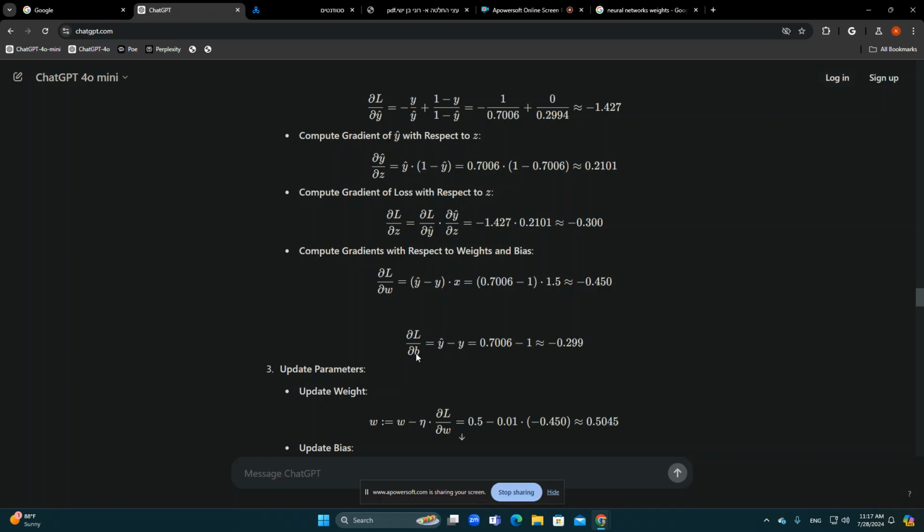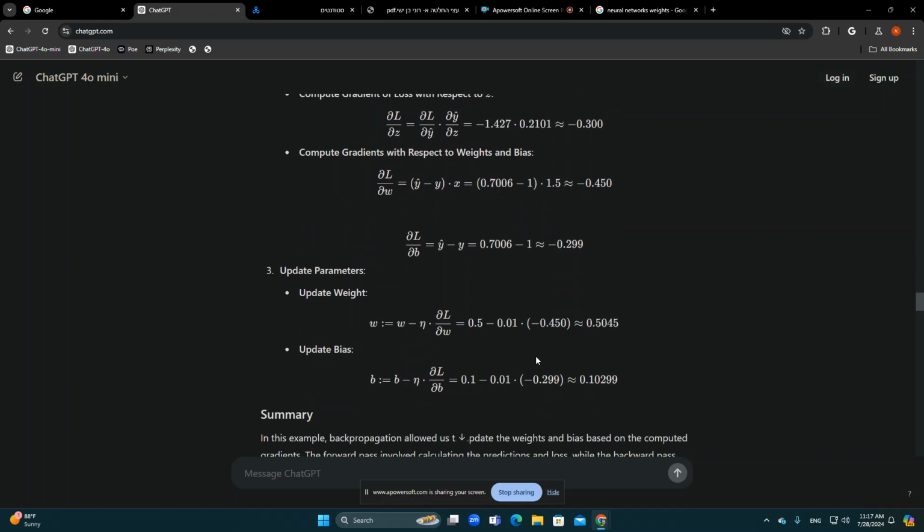We are doing the same for L with respect to B, but now if you remember, this is the formula. Here it is not x, it's just multiplying by 1. And this is the formula. We're applying the values, y hat, which is the model result, y, which is the true result, which is the true labeling, and this is the result. Now we want to update the weight and the bias.